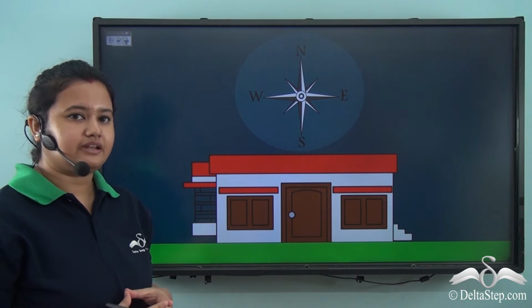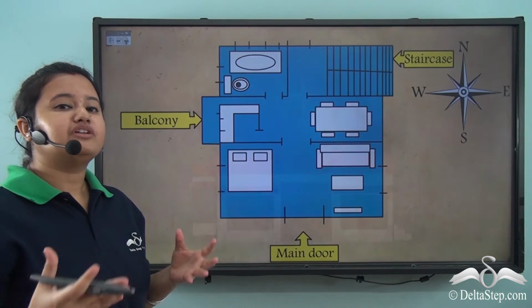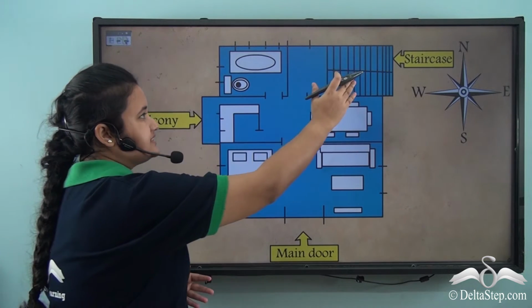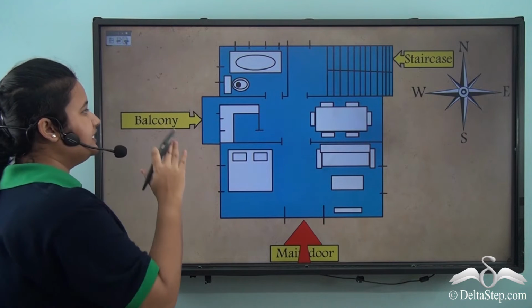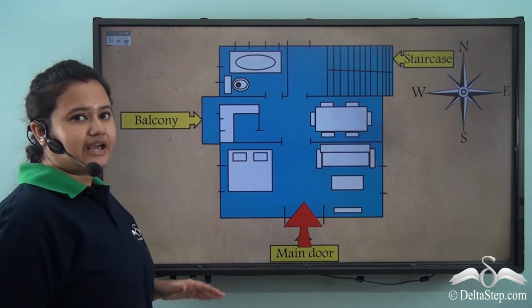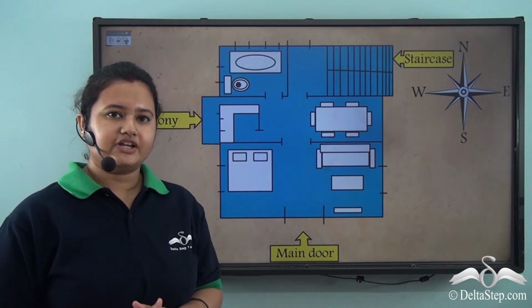Now if we go back to the plan of the house, then we will find that the staircase is located in the east and the balcony is located in the west. So according to this plan of the house, the main door is in the south direction.